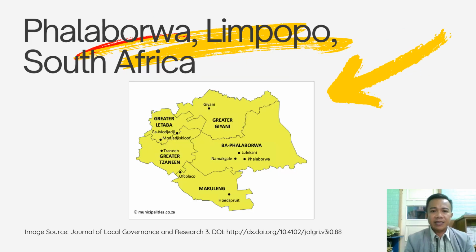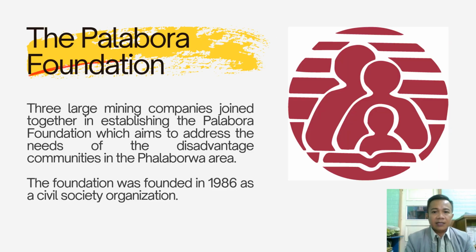The study took place in Phalaborwa, Limpopo, South Africa. It is a small town in the Mopani District Municipality in the Limpopo province, also known as the town of two summers due to its climate. So the area itself is rich in minerals and therefore a prime location which hosts the world's largest open pit mine. The geophysical characteristic of Phalaborwa enabled the establishment of mining companies in the area.